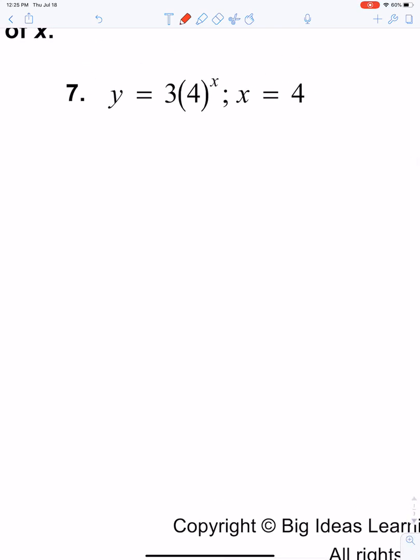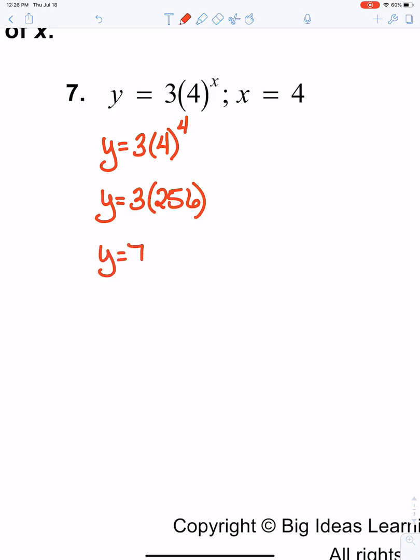And then we have y is equal to 3 times 4 to the x power when x is 4. So what I'm going to evaluate first is exponents. 3 times 4 to the 4th power gives me 256. Now I want to multiply that number by 3, and I get y is equal to 768.